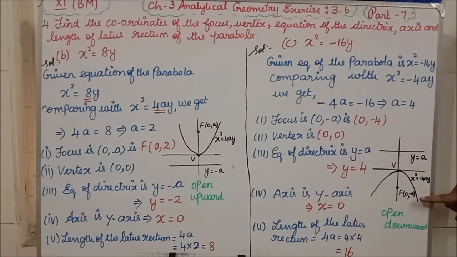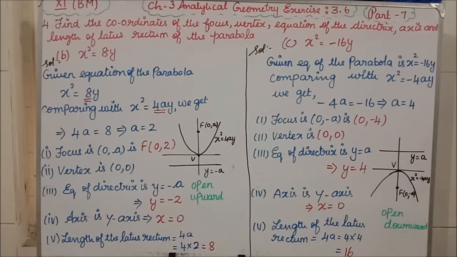Equation of directrix. When the focus is negative, the directrix will become positive. So y equal to a. Okay, a means what? 4. Implies y equal to 4. Otherwise we can write it as y minus 4 equal to 0 also. Clear? Then the fourth subdivision is axis. Students, now see here, in which axis is the parabola? It is in the y-axis. By that time the x will be what? 0. So the axis of the parabola is the y-axis, which implies x is equal to 0.